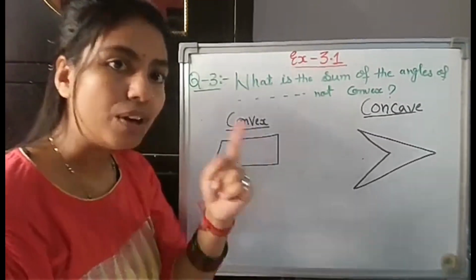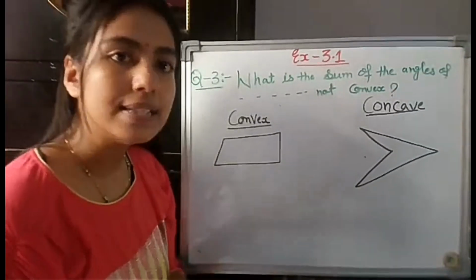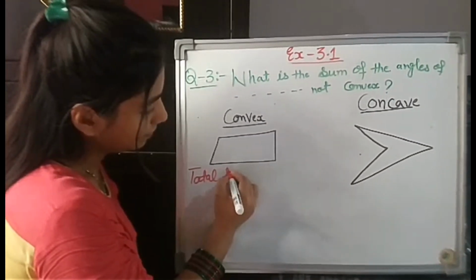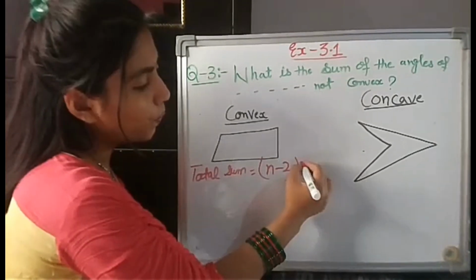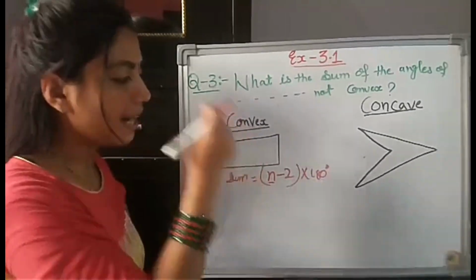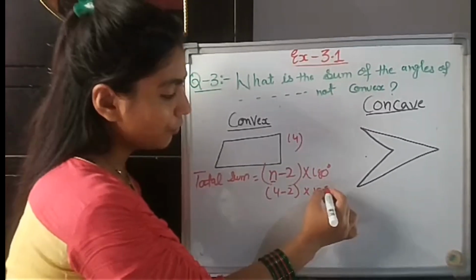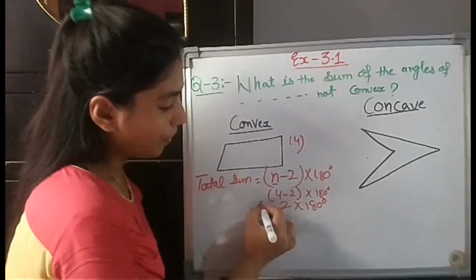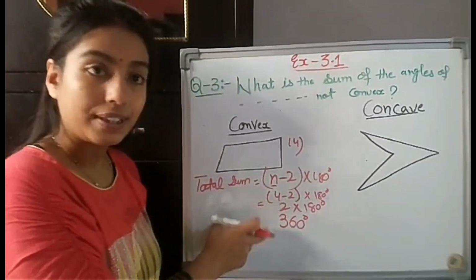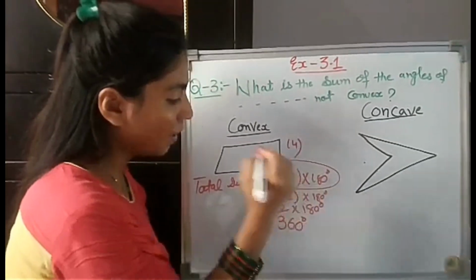For this we have one formula, students. You have to remember this formula because the same question will come in question number 4. And what is that formula? For the convex quadrilateral, the total sum is equal to n minus 2 into 180 degrees. This is the formula. N means number of sides. In a quadrilateral, how many sides do we have? 4 sides. So 4 minus 2 into 180 degrees. 4 minus 2 means 2 into 180 degrees, or 180 into 2, that is 360 degrees. Either you can remember in your mind that the sum of the internal angles of a quadrilateral would be 360 degrees, or this is the formula for taking out this value.